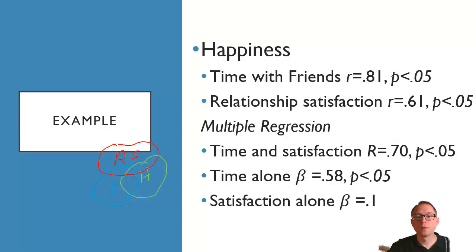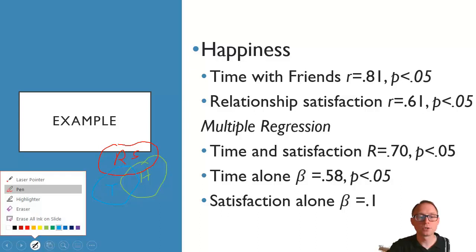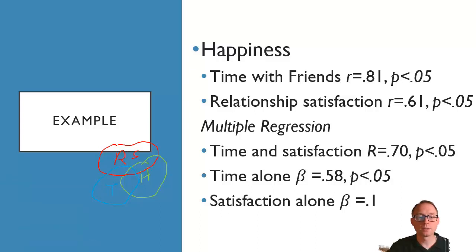All right, now, capital R, that 0.7 right over there, is looking at the combined influence of both relationship satisfaction and time with friends on your happiness. How much both of them together affect it. So specifically, it would be looking at all of this, the combined effect, both of them together.